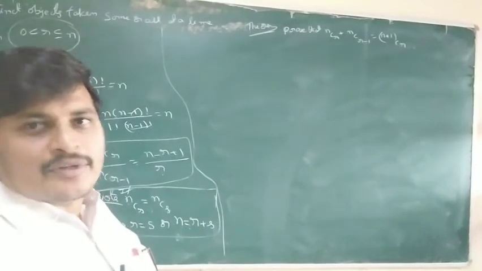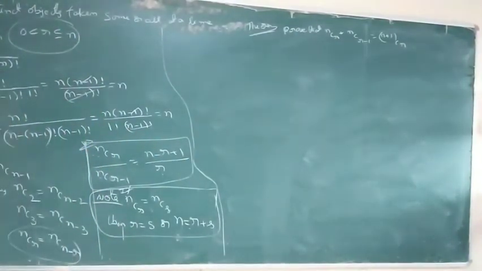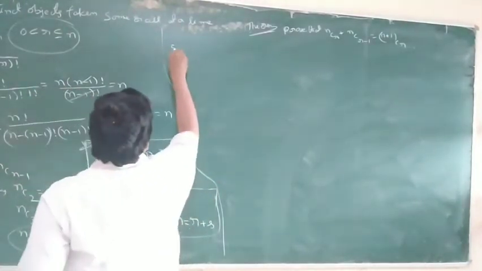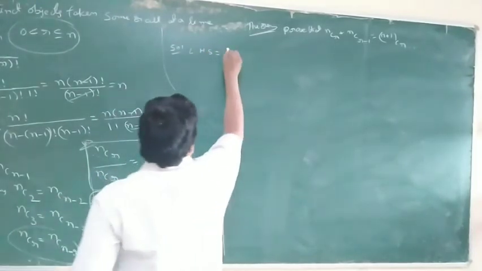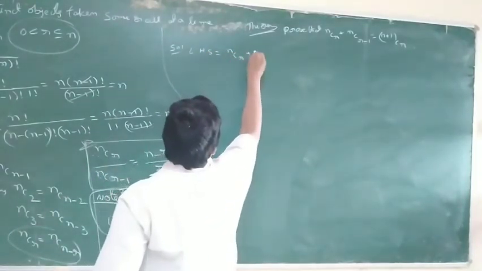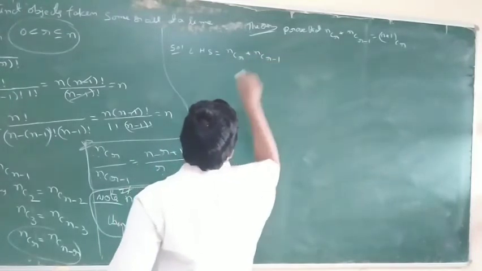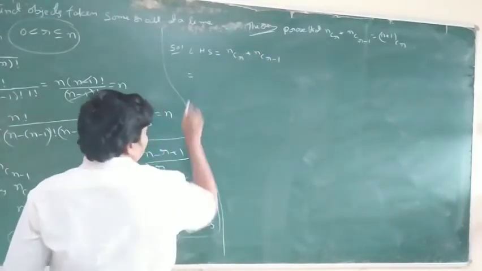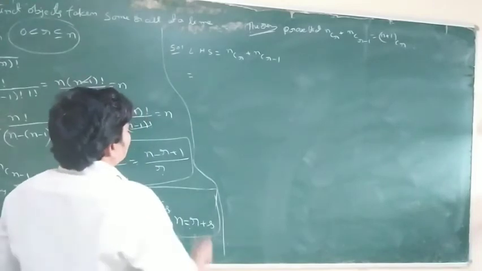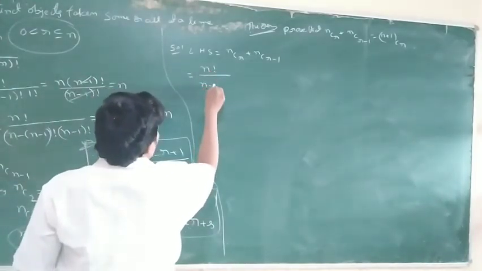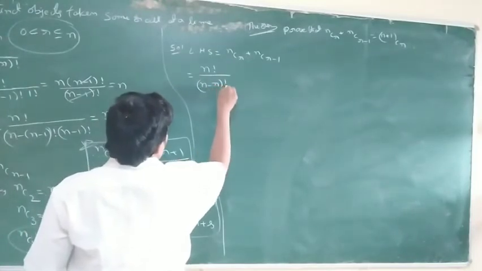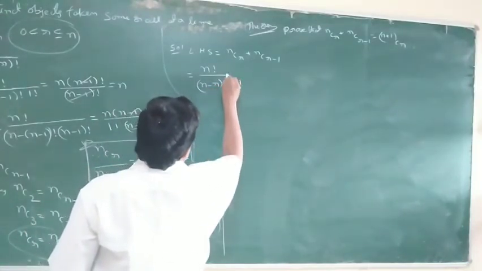This is a very important result. nCr plus nCr minus 1 is equal to (n+1)Cr. Solution. LHS is equal to nCr plus nCr minus 1. So that is equal to, nCr formula, n factorial by (n minus r) factorial into r factorial.